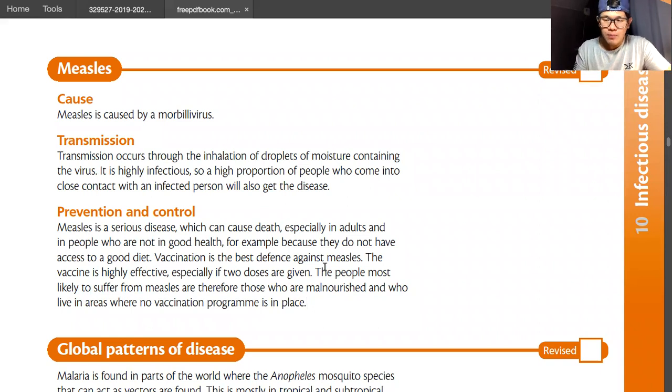And also, another group likely to develop this kind of disease is people who have no vaccination programs. Okay, in Brunei we are actually quite lucky because we have a lot of vaccination programs available. But in some countries they don't.